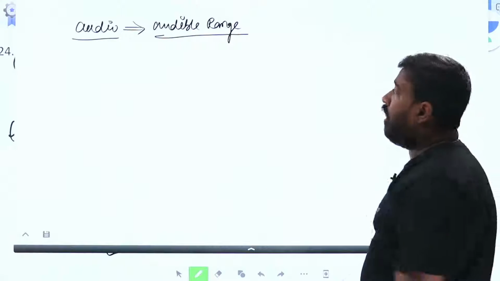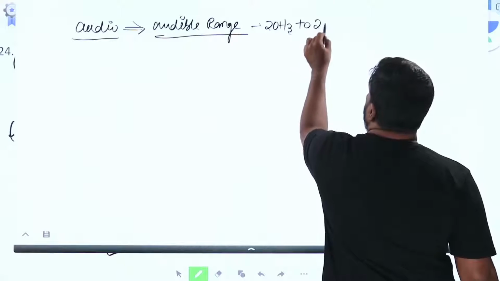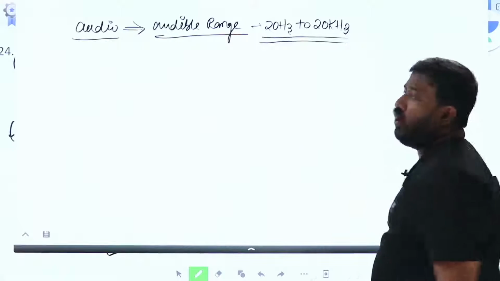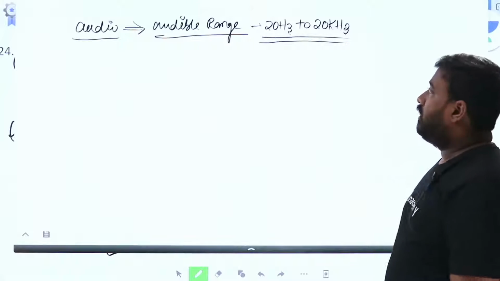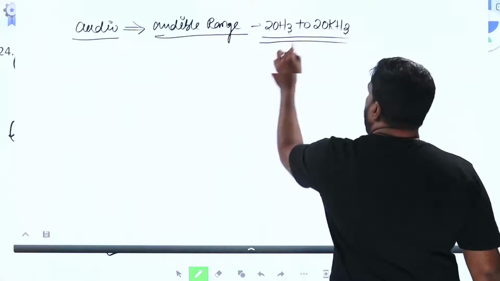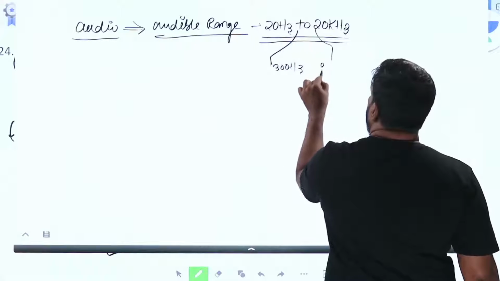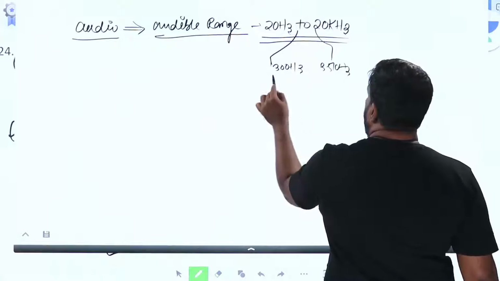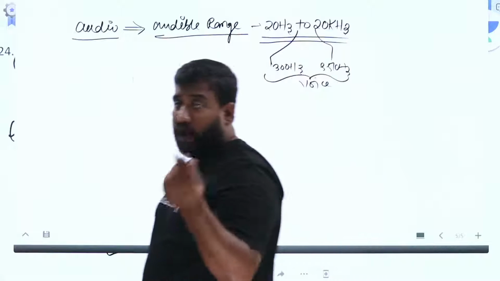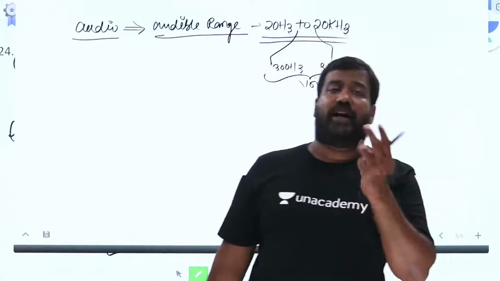Audible range is 20 Hz to 20 kilohertz. 20 Hz to 20 kilohertz is called the audible range. Even our voice frequency falls in the audible range only. Voice frequency will fall in 300 Hz to 3.5 kilohertz. The voice frequency range is in the audible range only. That's the reason why whatever I am speaking, you are able to understand, you are able to hear. You are able to hear because I am speaking in the audible range, as simple as that.